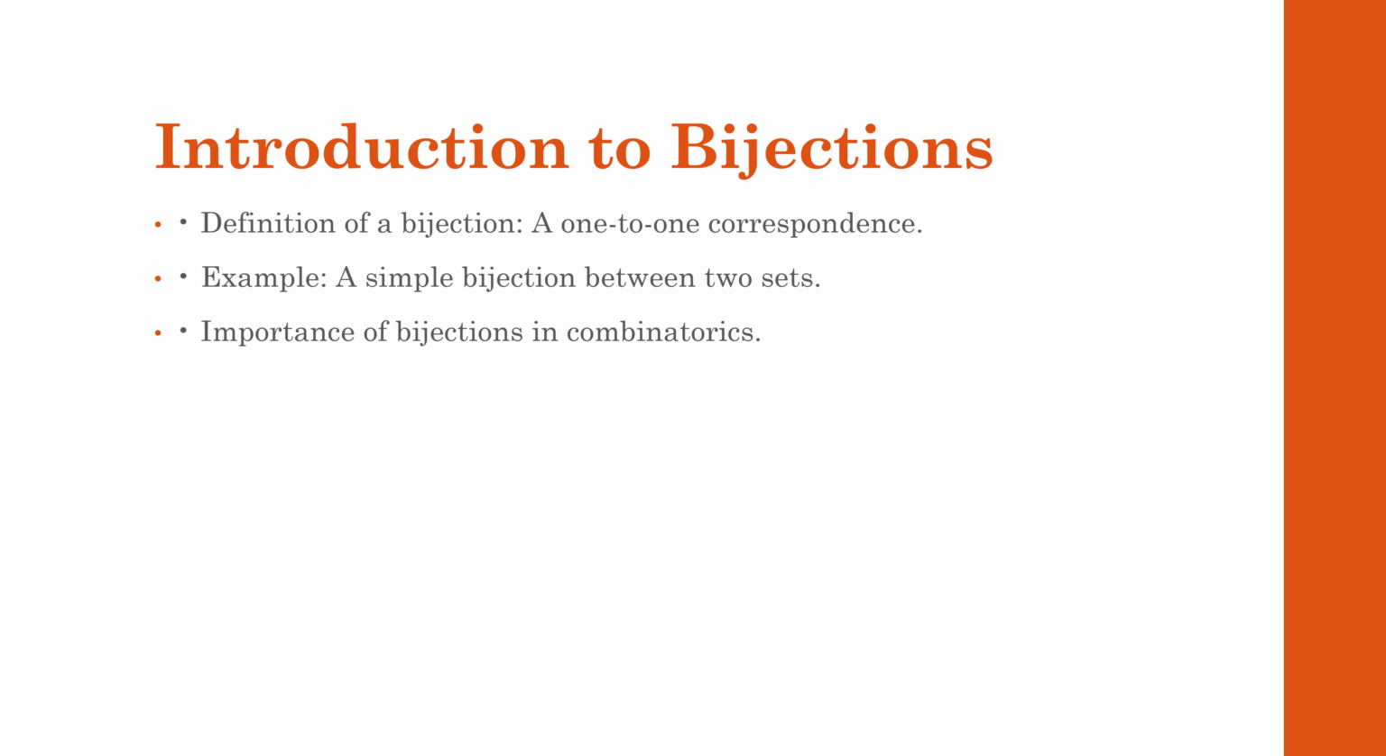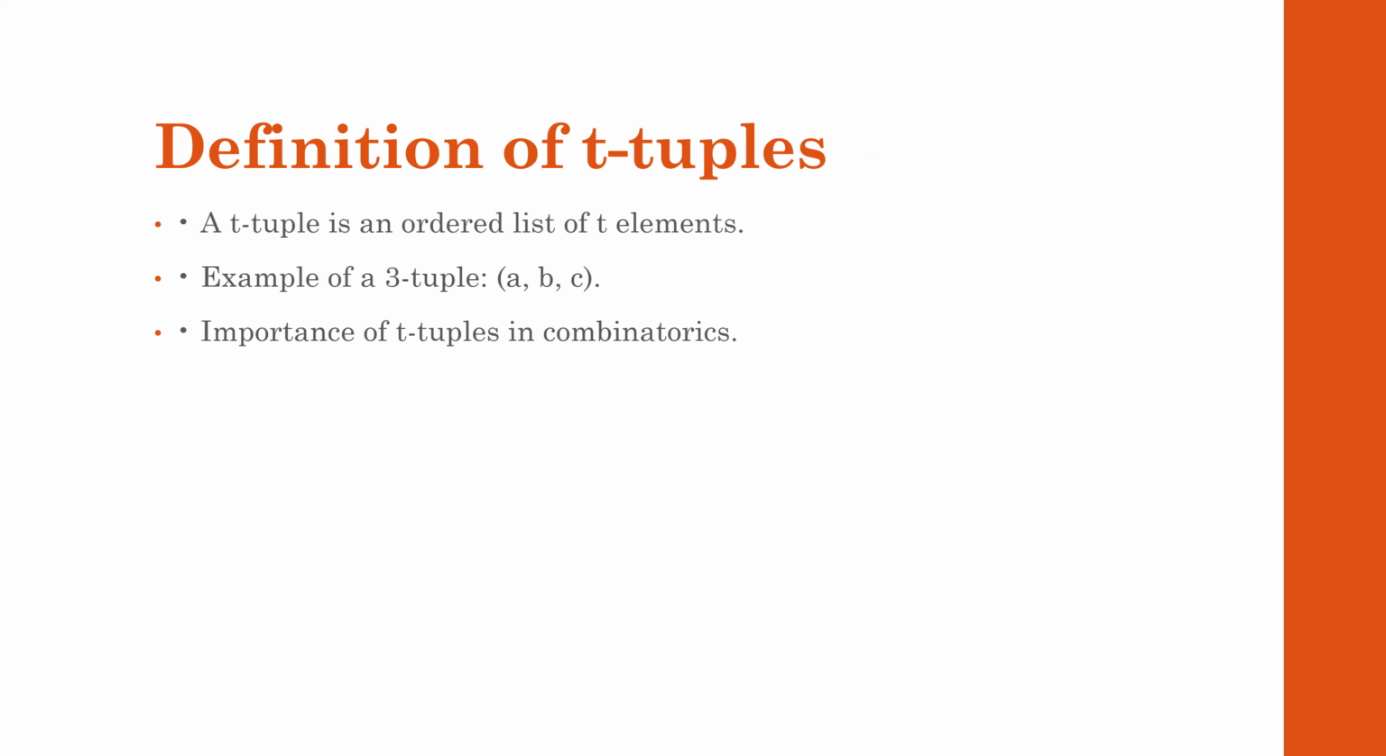Introduction to the bijection. Definition of a bijection: a one-to-one correspondence. Example: a simple bijection between two sets. Importance of bijections in combinatorics.